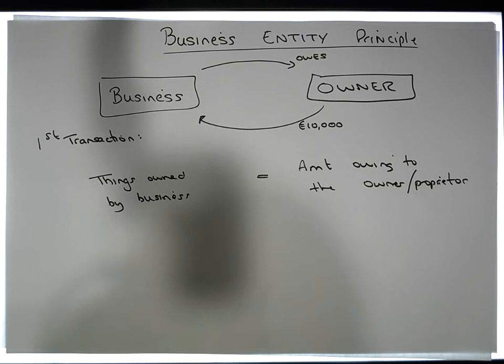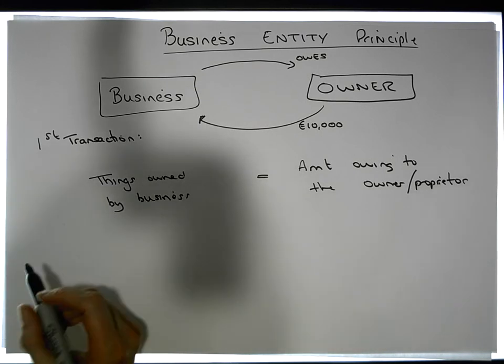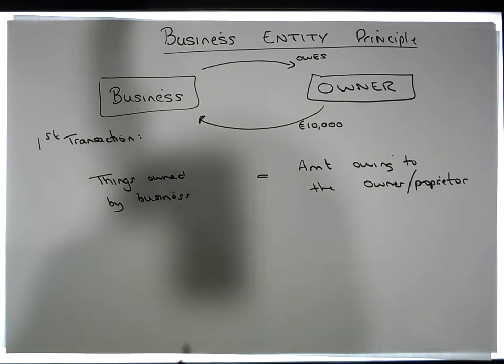An example of this would be if you yourself borrowed money from your friend. You would own the money of €100, but you also have a liability to your friend of €100. So what you own is the same as what you owe to your friend. And that's the exact same first transaction of any business. A business gets money from the owner, so the things that the business owns is equal to the amount owing to the owner or the proprietor.